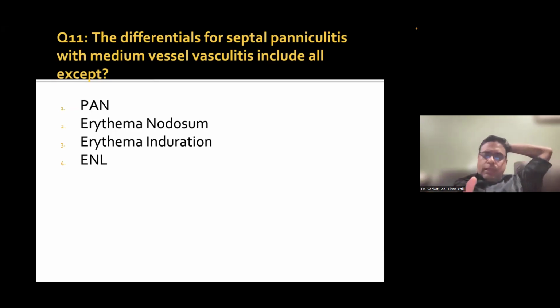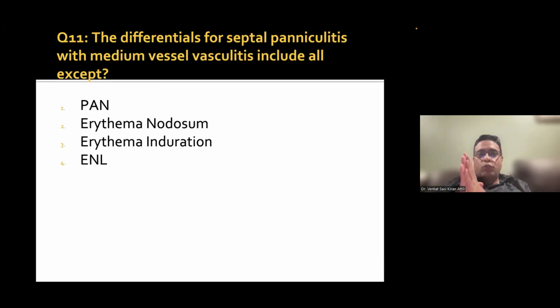Actually, please rephrase the question, because in Kahoot I cannot change the answers. Okay. So the question should read, of the following options, which of these is not an example of septal panniculitis with medium vessel vasculitis?